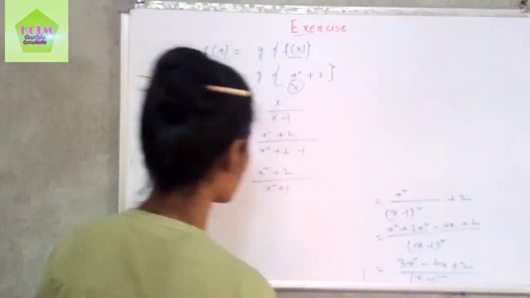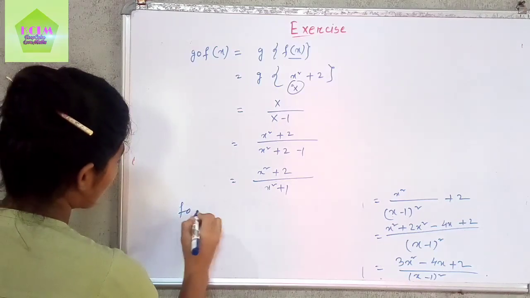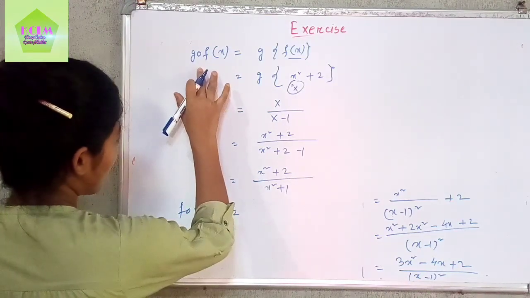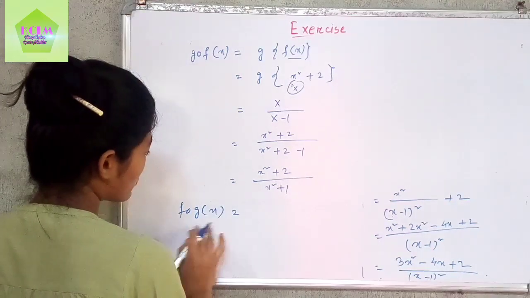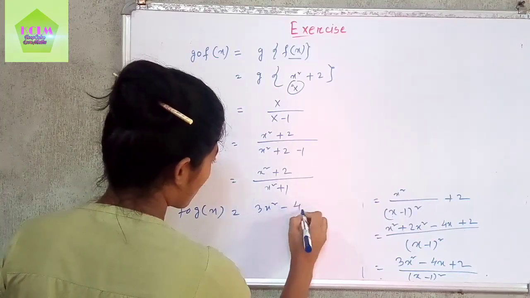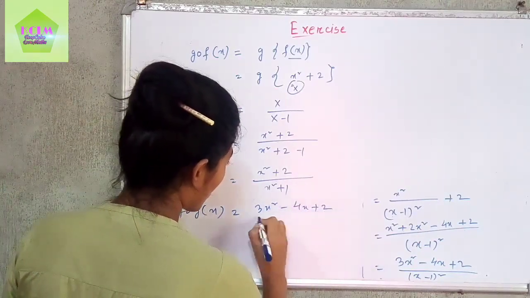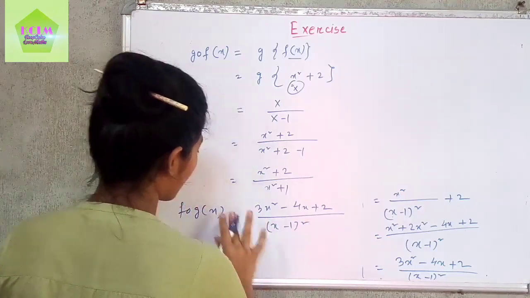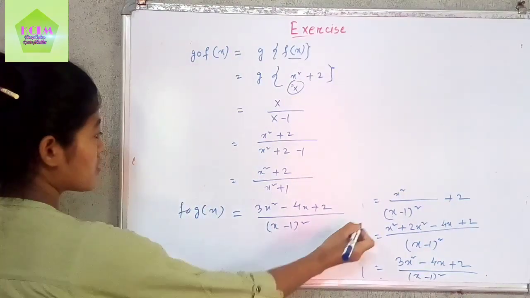So this is the solution. g naught f of x is this, and f naught g of x is 3x squared minus 4x plus 2 by (x minus 1) whole square. This is the answer to the question.